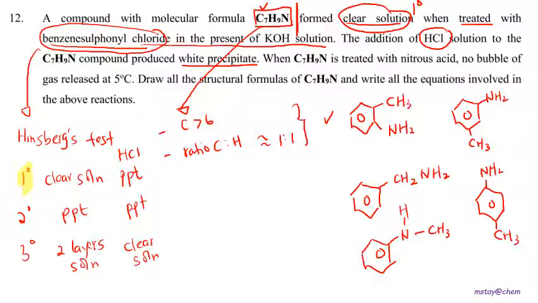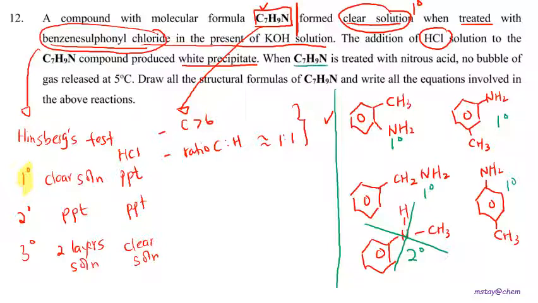Now we try to eliminate some of the structures that we drew just now. This one we consider as primary amine. This one also is primary amine. This one is secondary amine, and these two also are primary amines. So definitely the second one is out. Then we continue with the next statement.